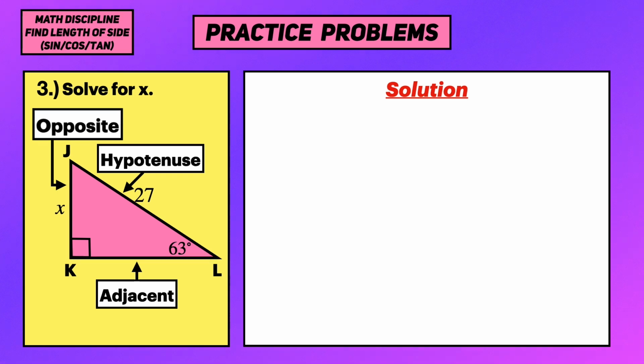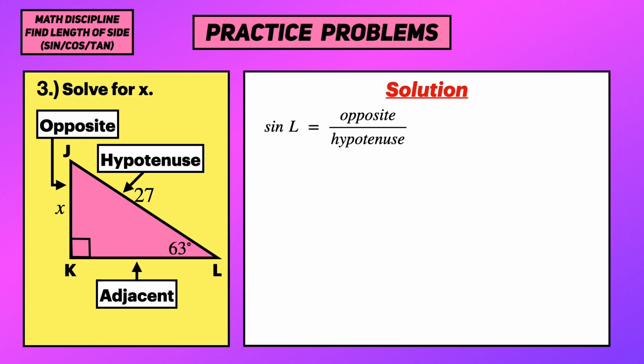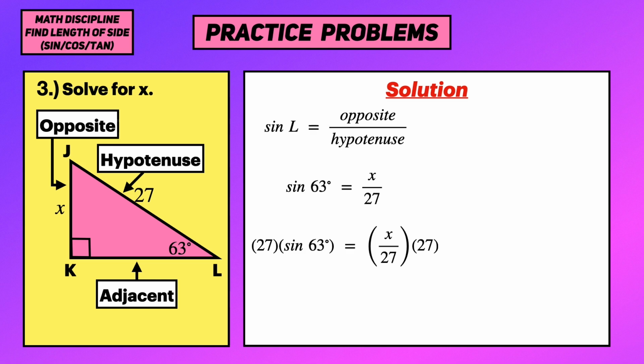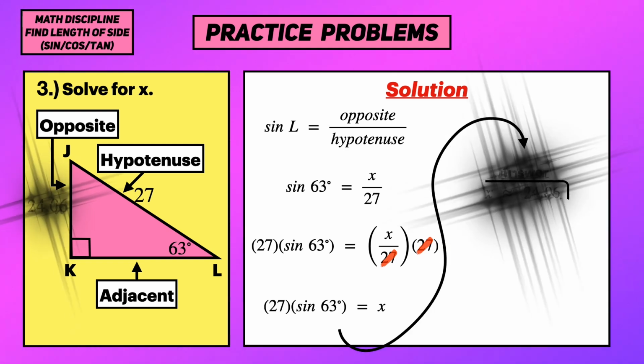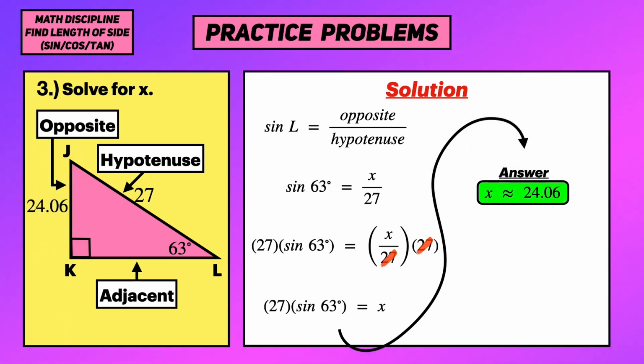The ratio that compares the opposite side to the hypotenuse is sine. So the sine of angle L equals the opposite side divided by the hypotenuse. We substitute the values from our problem and get the sine of 63 degrees equals x over 27. We want to get our variable x by itself, so let's move the 27 to the left side of the equation by doing the opposite of dividing by 27, which is multiplying both sides of our equation by 27. The 27s on the right cancel out, and we have 27 times sine of 63 degrees equals x. We multiply this in our calculators and we get our answer, which is x is approximately 24.06.